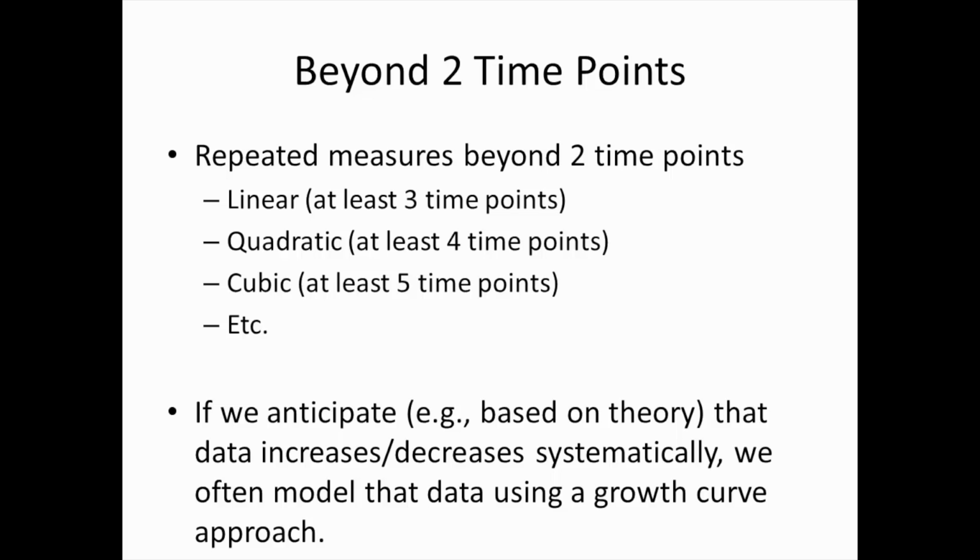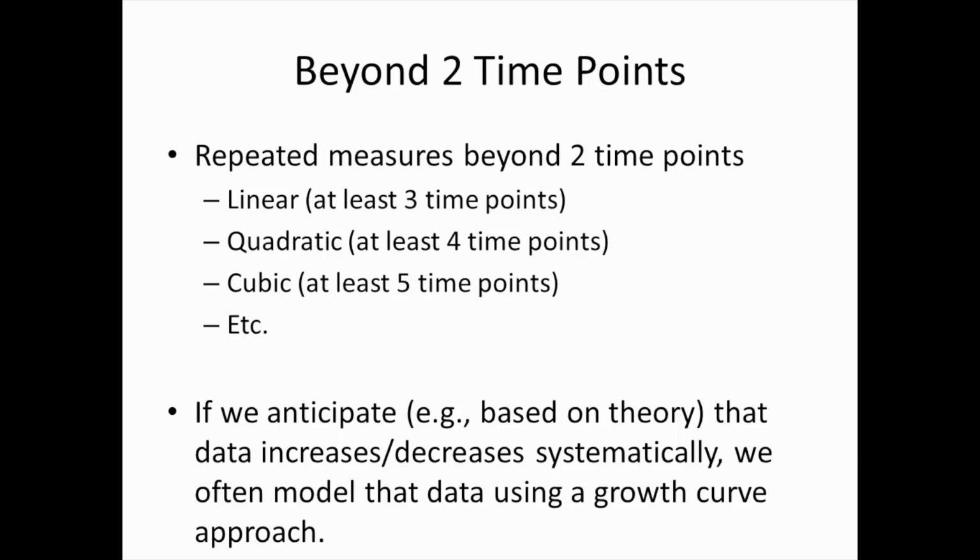Essentially, the reason for this is because with 2 time points, the line is known, the difference or the change from A to B. With 3 time points, we actually then can estimate a line that is not known. And that's why we need 3 time points for the linear. Then for quadratic, it just extends beyond the 3 time points.